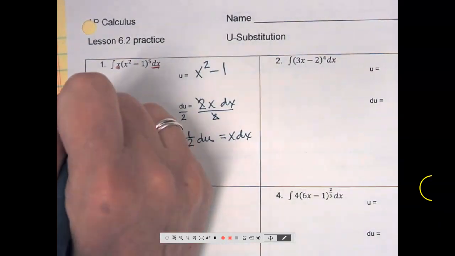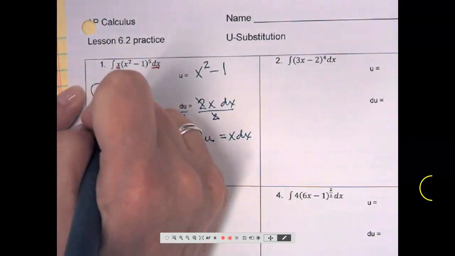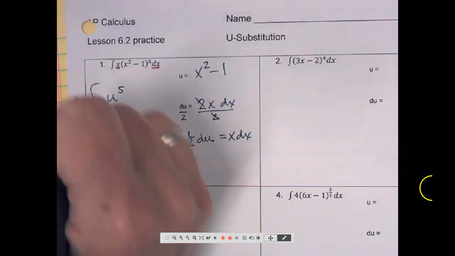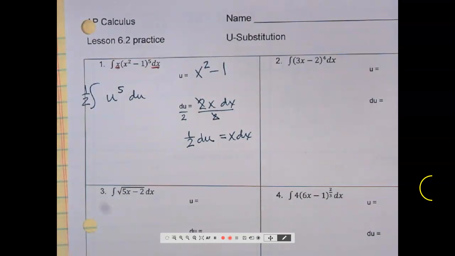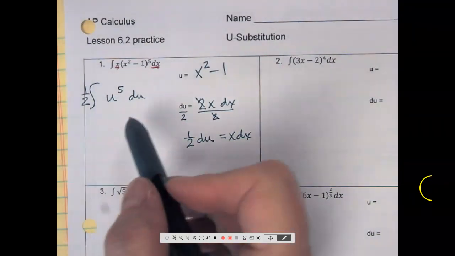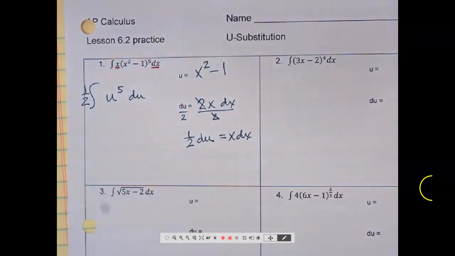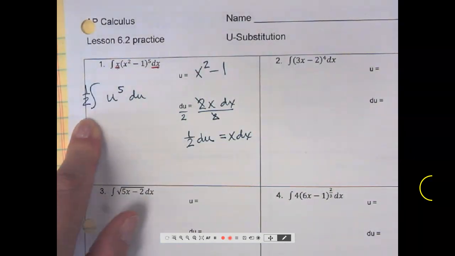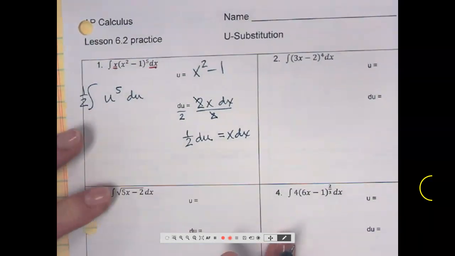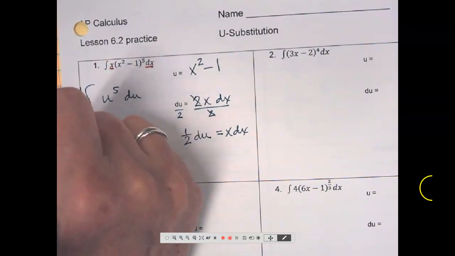Okay, so rewriting it: u to the 5, 1/2 du. And then you can go from there. Right? Change that to 1/6 u to the 6. Multiply by the 1/2. Yeah, finish it all the way out. So 1/6. But you still have the 1/2. Don't forget to keep the 1/2. Y'all want to finish that one out? Okay, I'll finish it, but I'm not going to talk through it.